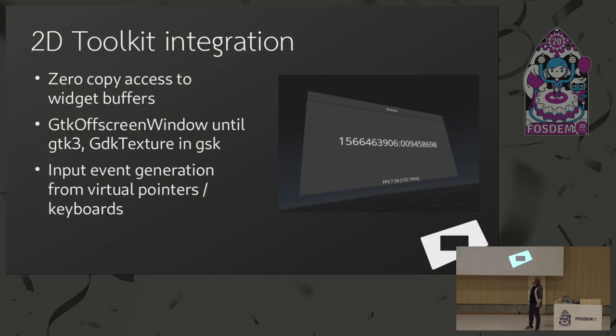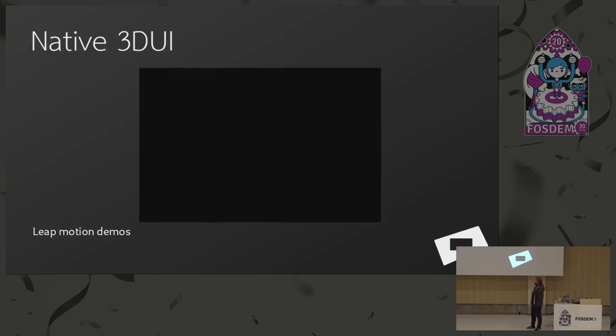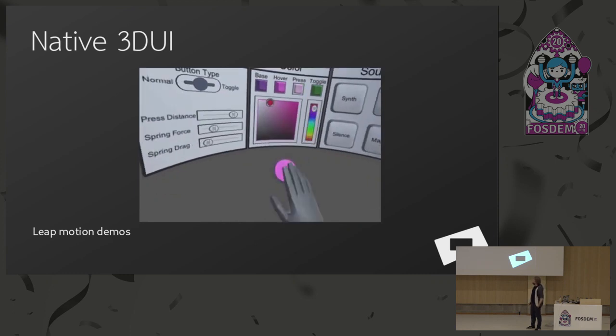Also, what's maybe interesting is how to interface with 2D toolkits. We can also render from the 2D toolkit directly into VR without using the window manager, which is nicer since we can do stuff like high DPI and maybe nicer fonts. For that, we need zero copy access to the toolkit. GTK3 had something called GtkOffscreenWindow, and in GTK4 it's different. GTK4 now has a scene graph called GSK, so they changed a lot. And I have an example for GTK3 for that.